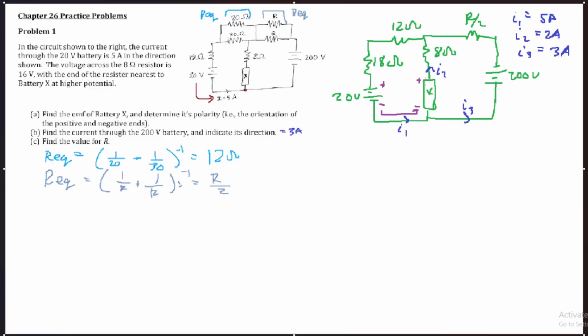And since this is positive, this resistor would have a negative right there and a positive right there, and then it just alternates. And this is actually how we are going to find the EMF value for X. So we can just look at this single loop to find the value for X, since it's our only unknown.